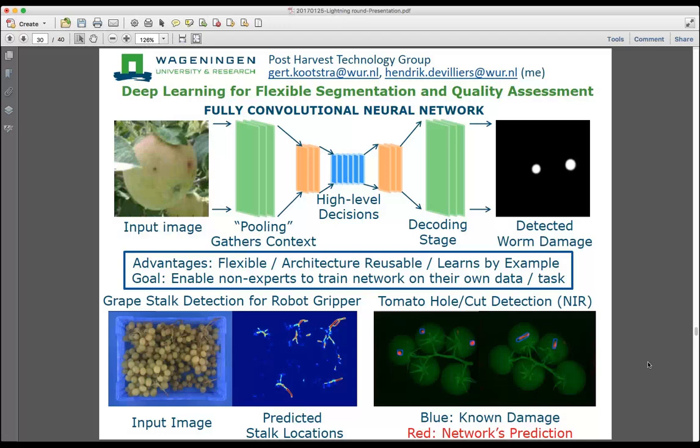So we show some other examples here at the bottom left. There's an example of grape stalk detection for a robot gripper. And at the bottom right, there's an example of using different data, with near-infrared images, detecting holes and cuts in tomatoes.